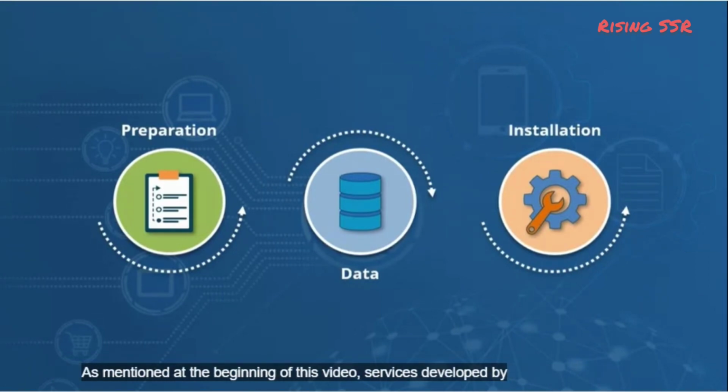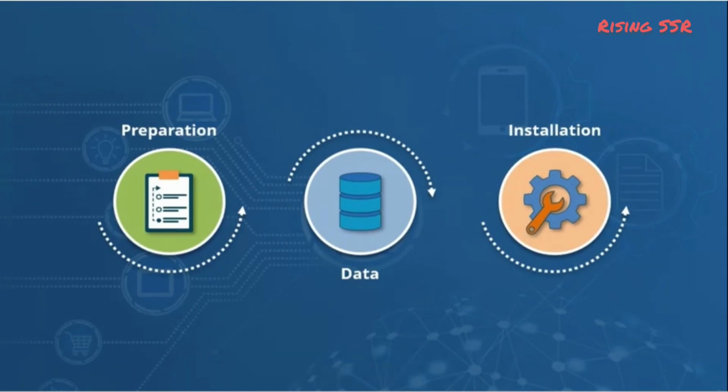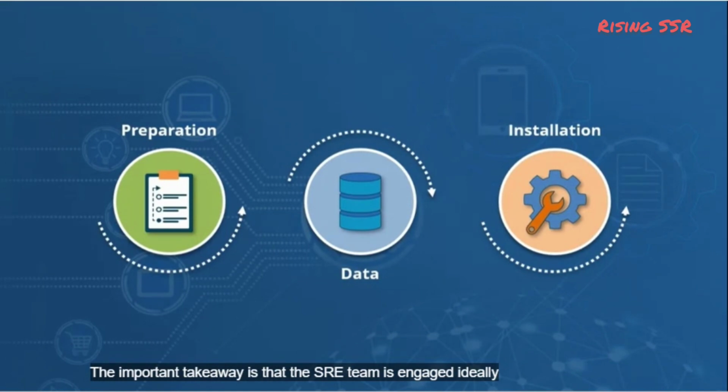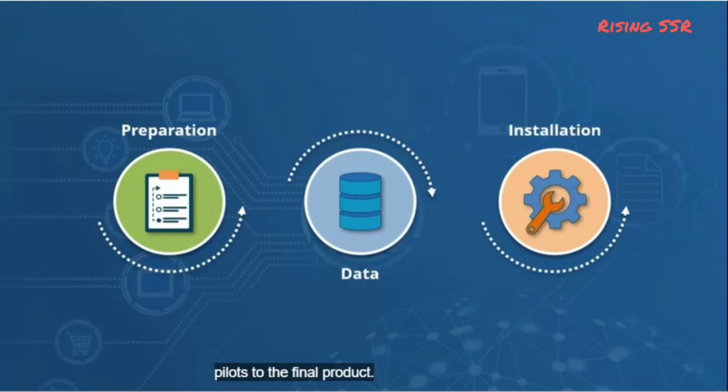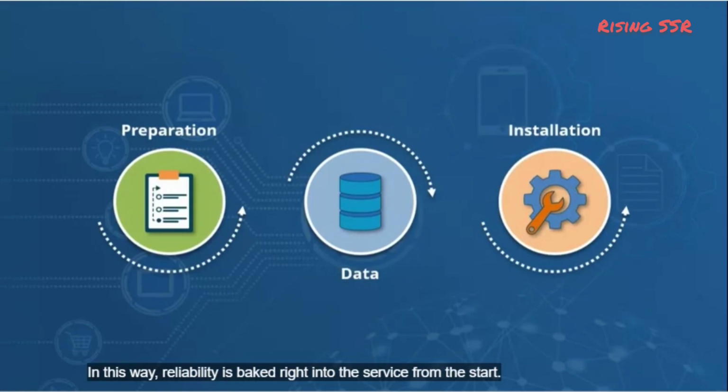As mentioned at the beginning of this video, services developed by a development team with an SRE team working with them to manage reliability can be performed in any number of development methodologies. This video discusses if the methodology were RAD, but it could just as easily be Agile or Waterfall. The important takeaway is that the SRE team is engaged ideally right at the beginning of the process, in the architecture and design phase, and they're involved in reviews of the evolving prototypes and pilots to the final product. In this way, reliability is baked right into the service from the start.